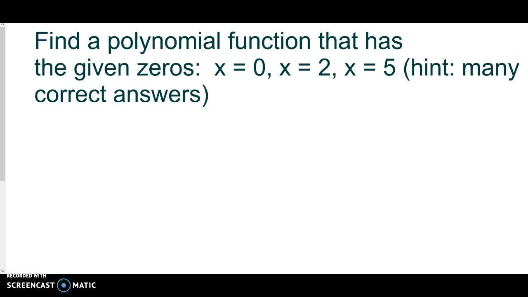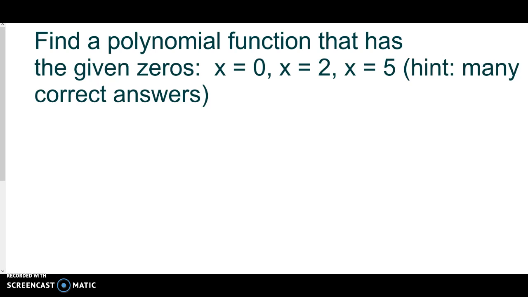It says find a polynomial function that has the given zeros x is 0, 2, and 5. And it says hint, many correct answers. Actually, there's an infinite amount of answers. There's an infinite amount of polynomial functions that could have these same three zeros. But we just want to come up with one.